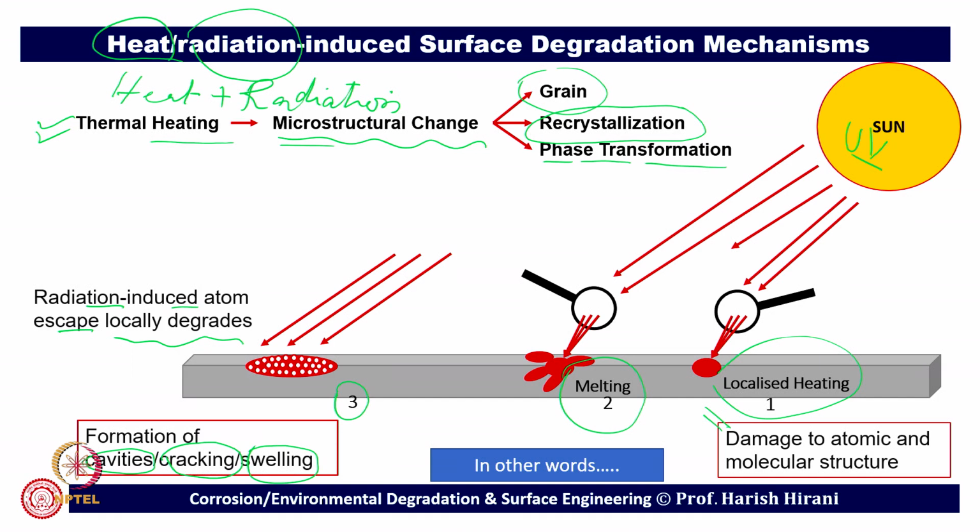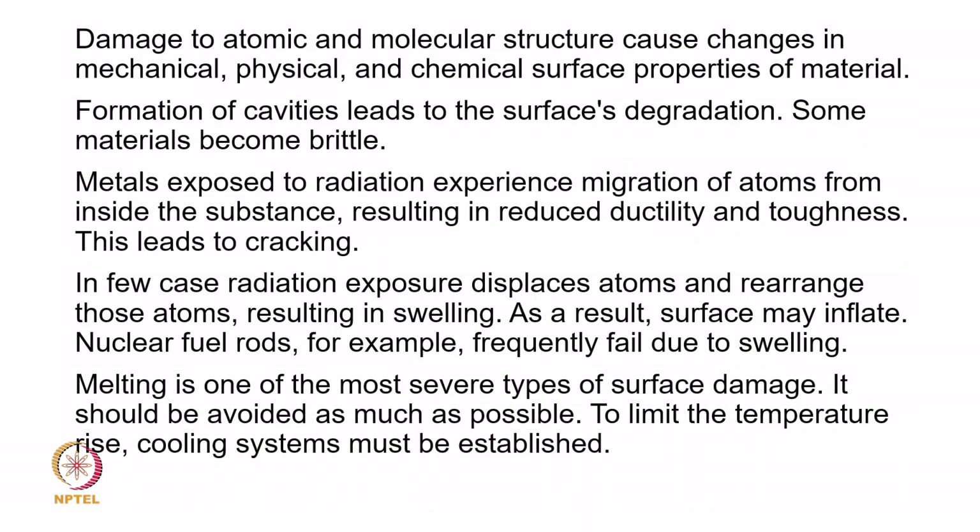If I want to present these words in a different manner, what will that be? Damage to the atomic and molecular structure causes changes in the mechanical, physical and chemical surface properties. Formation of cavities leads to surface degradation, and some materials become brittle. So, we will cover a couple of examples on the conversion from ductile to brittle failure. Metal exposed to radiation experiences migration of atoms from inside the surface also. Within a surface there is a possibility of atom migration, resulting in reduced ductility, reduced toughness and finally leading to cracking.